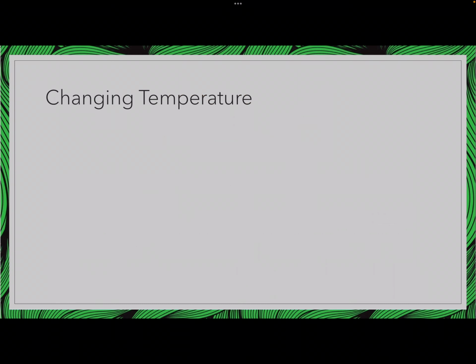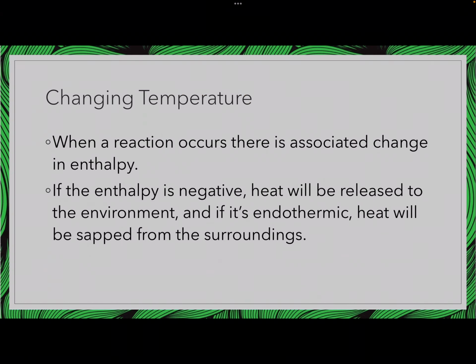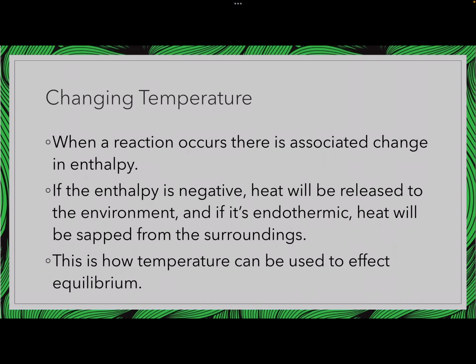Now, changing temperature. When a reaction occurs, there is always an associated change in enthalpy. Now, if the enthalpy is negative, heat will be released to the environment. And if it's endothermic, heat will be taken from the environment. So remember, it's all about that changing chemical potential energy and how it's either given or taken away from the surroundings in the form of kinetic energy. Now, knowing this, we can predict how a reaction will go based on if it's endo or exothermic.